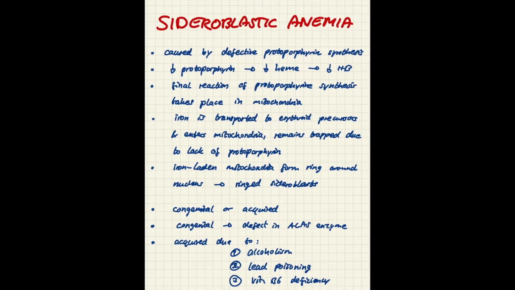Sideroblastic anemia can be congenital or acquired. When it's congenital, it's caused by a defect in the ALAS enzyme. When it's acquired, it's usually due to alcoholism, lead poisoning, and vitamin B6 deficiency.